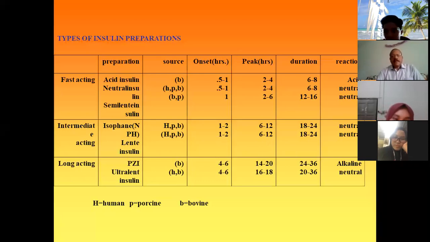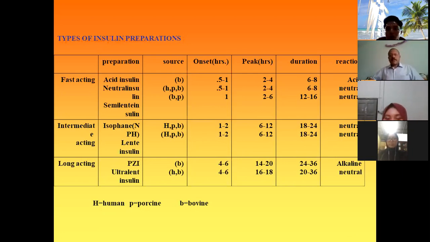Intermediate acting: NPH, isophane, or lente insulin, two examples for intermediate acting. These two examples may have a source from all types, whether human, porcine, or bovine. Almost always, the onset is slightly longer than the fast acting. It may take 1 up to 2 hours. The peak may be after 6 hours or more. The duration here may be 18 hours up to 24, maximum 24 hours. This is an intermediate action.